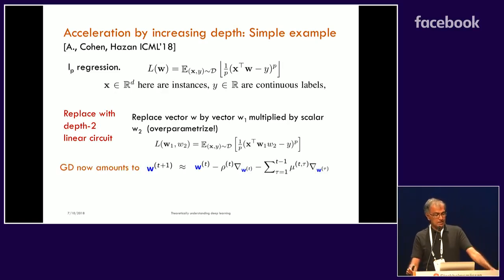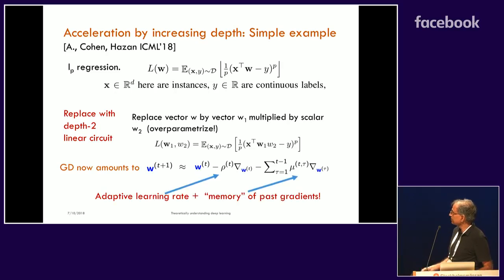So now, with some simple math, you can show that gradient descent now amounts to an update something like this. W_{t+1} is approximately W_t minus this stuff, which is the previous gradient times some coefficient, and all the other previous gradients. And now, for those of you who play with optimization or know a little bit about Adam and so on, what it's doing is an adaptive learning rate, implicitly, and some kind of memory of past gradients. So it's some simple analog of Adam, intuitively.